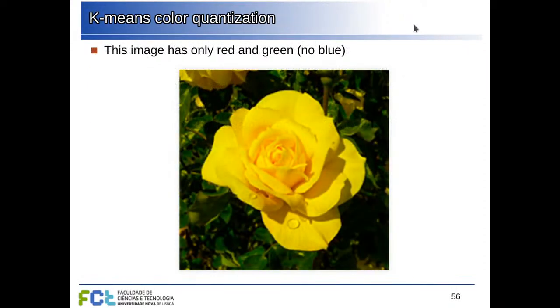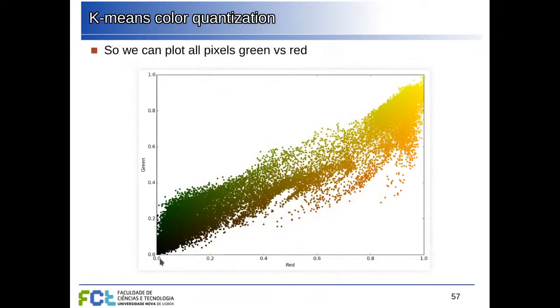So one advantage of this image is that it only has red and green. There is no blue. So we can look at the color channels of this image in just 2 dimensions instead of three dimensions. So if you take all the pixels in this image and look at the red and green component, we can draw this graph where we have the black pixels here. They have 0 red and 0 green. There are some yellow pixels here that have lots of red and lots of green, so this mixture is yellow, and then there are lots of them in between.